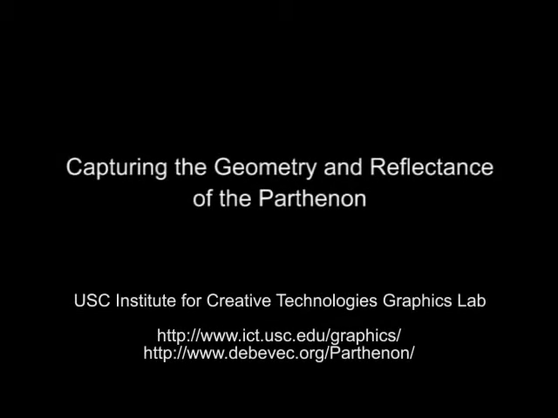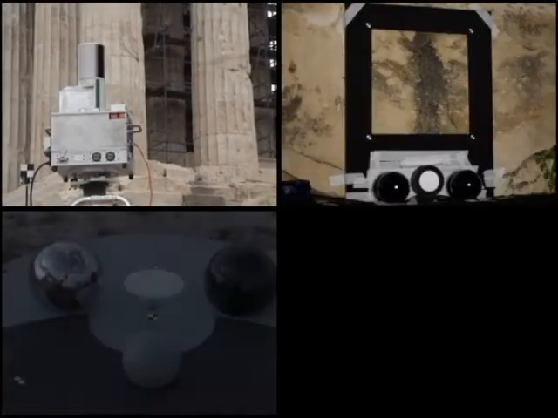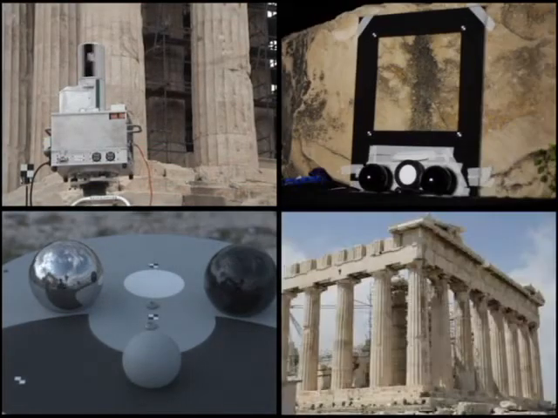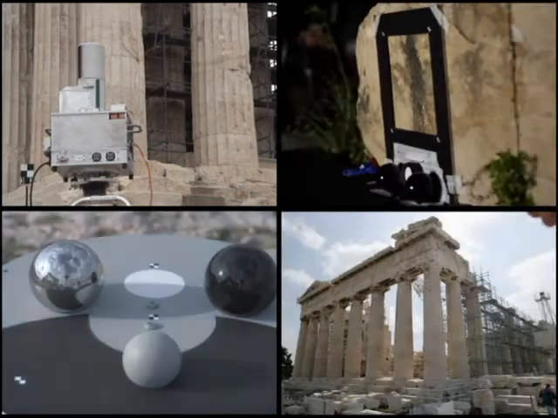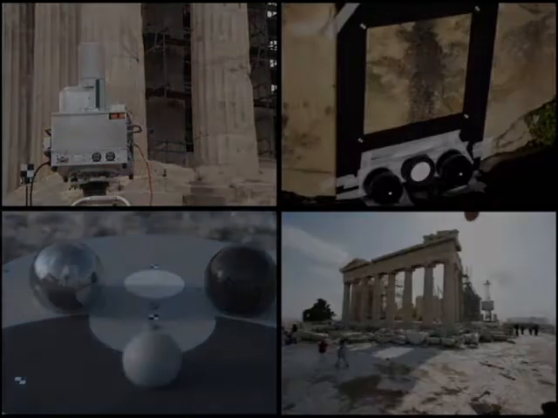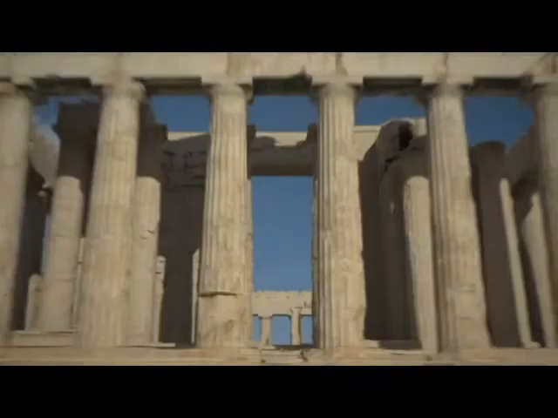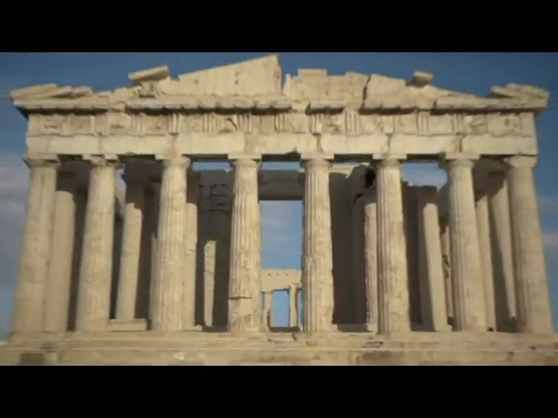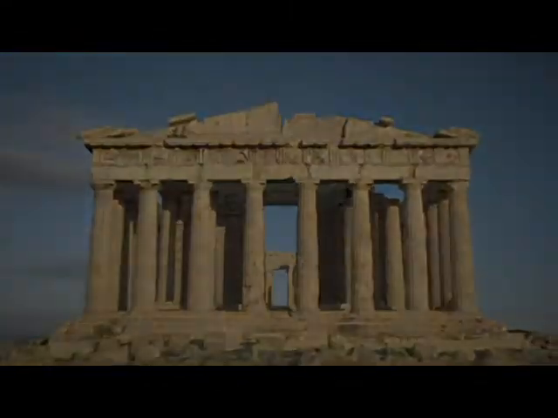In this video, we present a process that uses 3D scanning, BRDF measurement, incident illumination capture, and digital photography for capturing spatially varying reflectance properties of a real-world scene observed under natural illumination. The result is a texture-mapped three-dimensional model that can be visualized for novel viewing and lighting conditions.